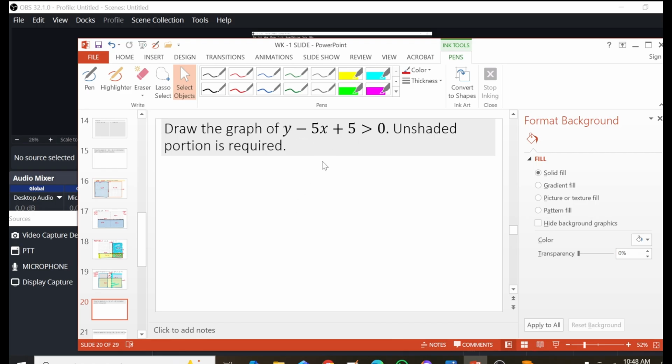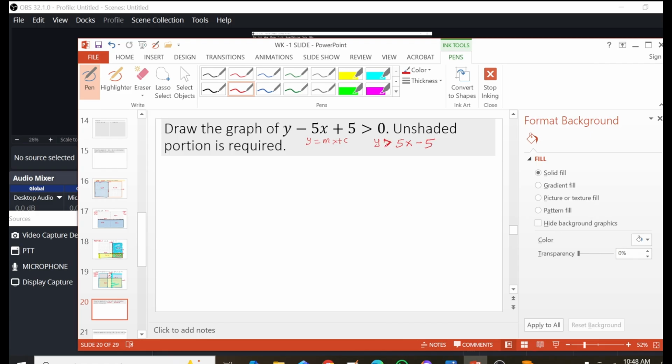So what I mean is that if you are using the equation of a line, you write it in the form y equals mx plus c, right? If you can write it in this form, whatever sign is here will depend on where to shade. For example, if I write it like y is greater than 5x minus 5, since I have greater than, what I have here is greater.